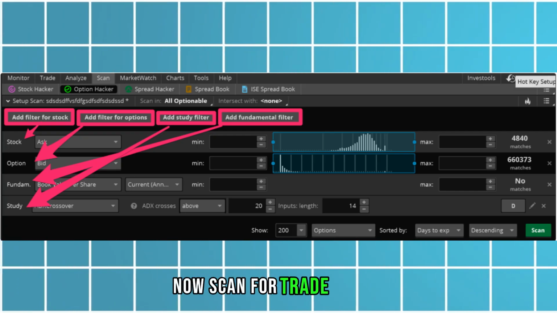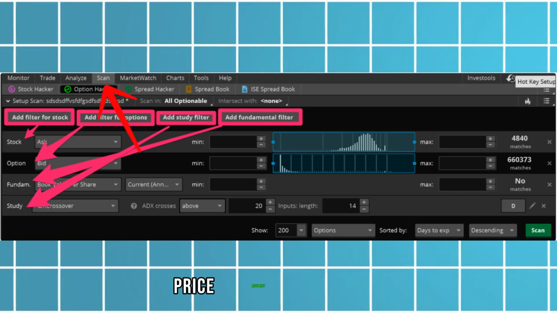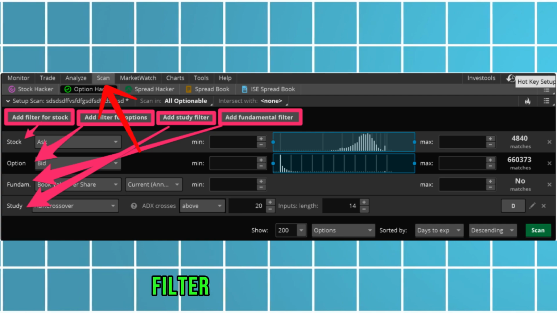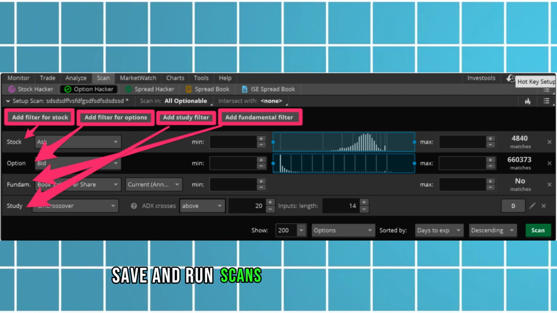Now, scan for trade setups. Use the Scan tab to find volatile stocks with volume, price movement, or gap ups. Filter by price, percent change, volume, etc. Save and run scans daily.